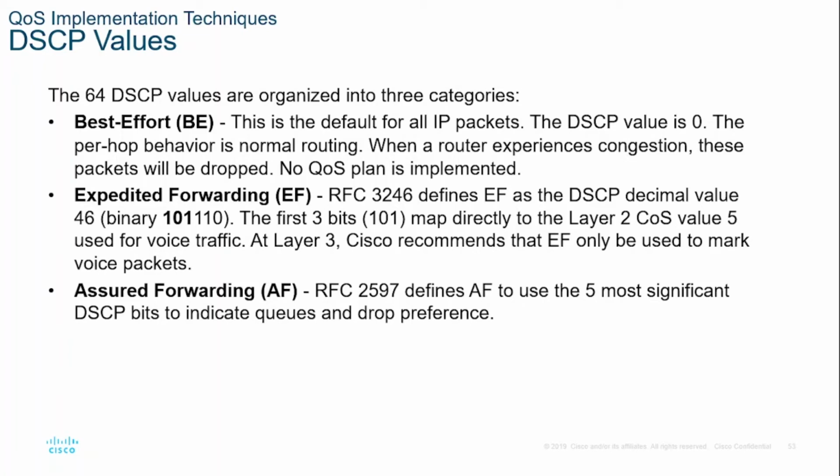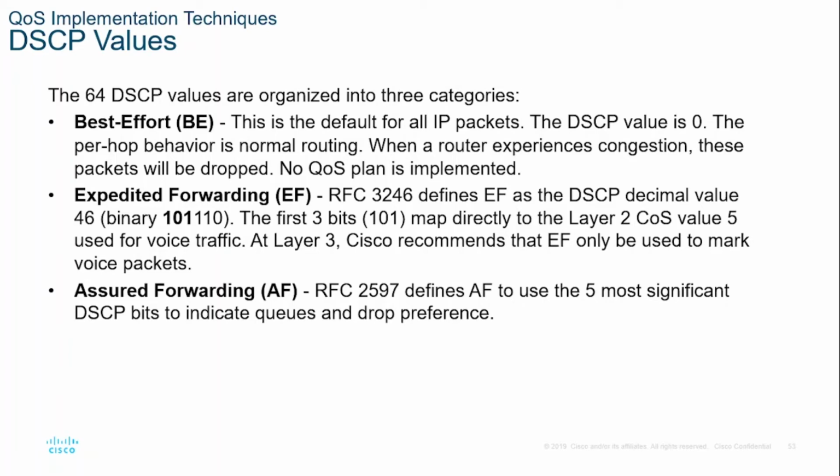The second one is Expedited Forwarding or EF. RFC 3246 defines EF as the DSCP decimal value 46 with binary 101110. The first 3 bits, 101, map directly to the layer 2 COS value 5 used for voice traffic. At layer 3, Cisco recommends that EF only be used to mark voice packets.